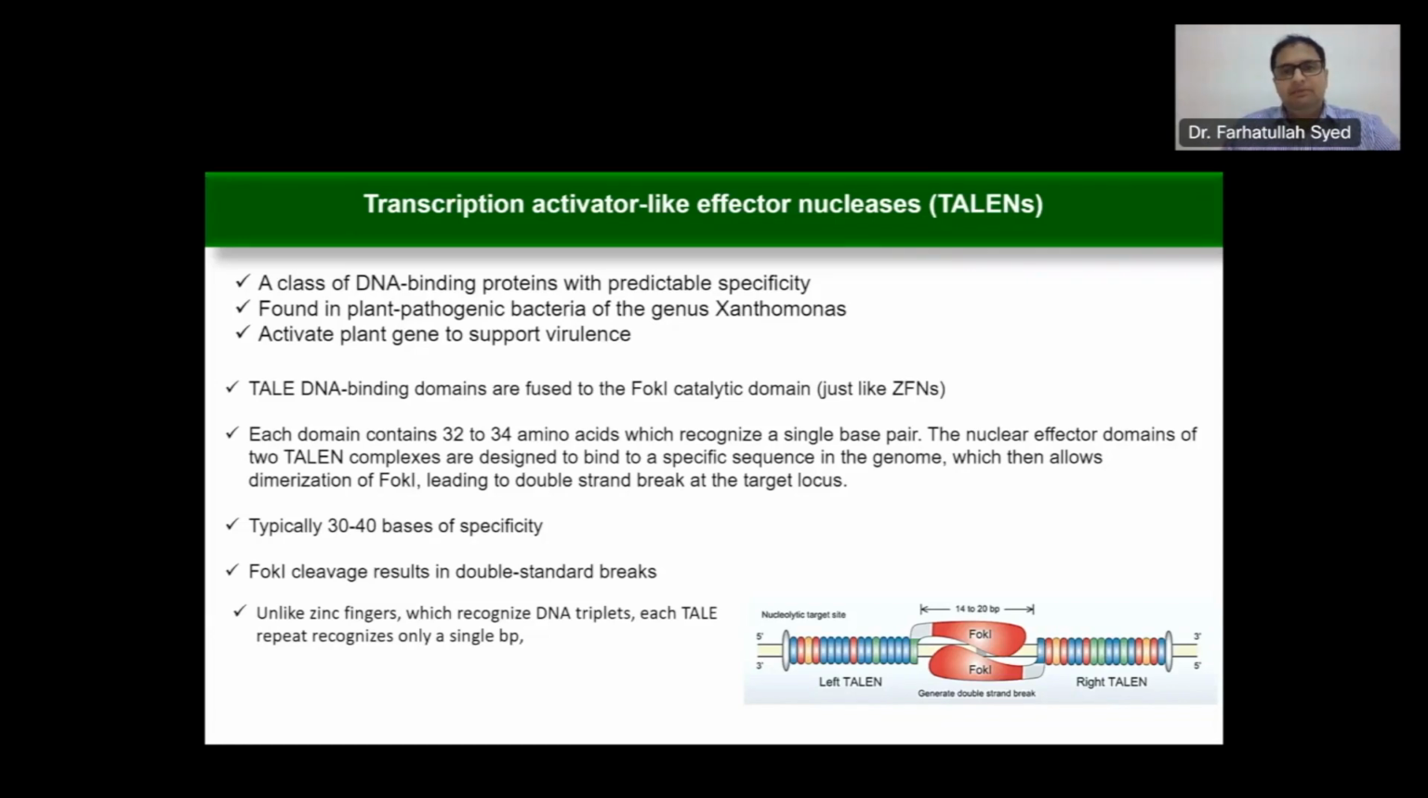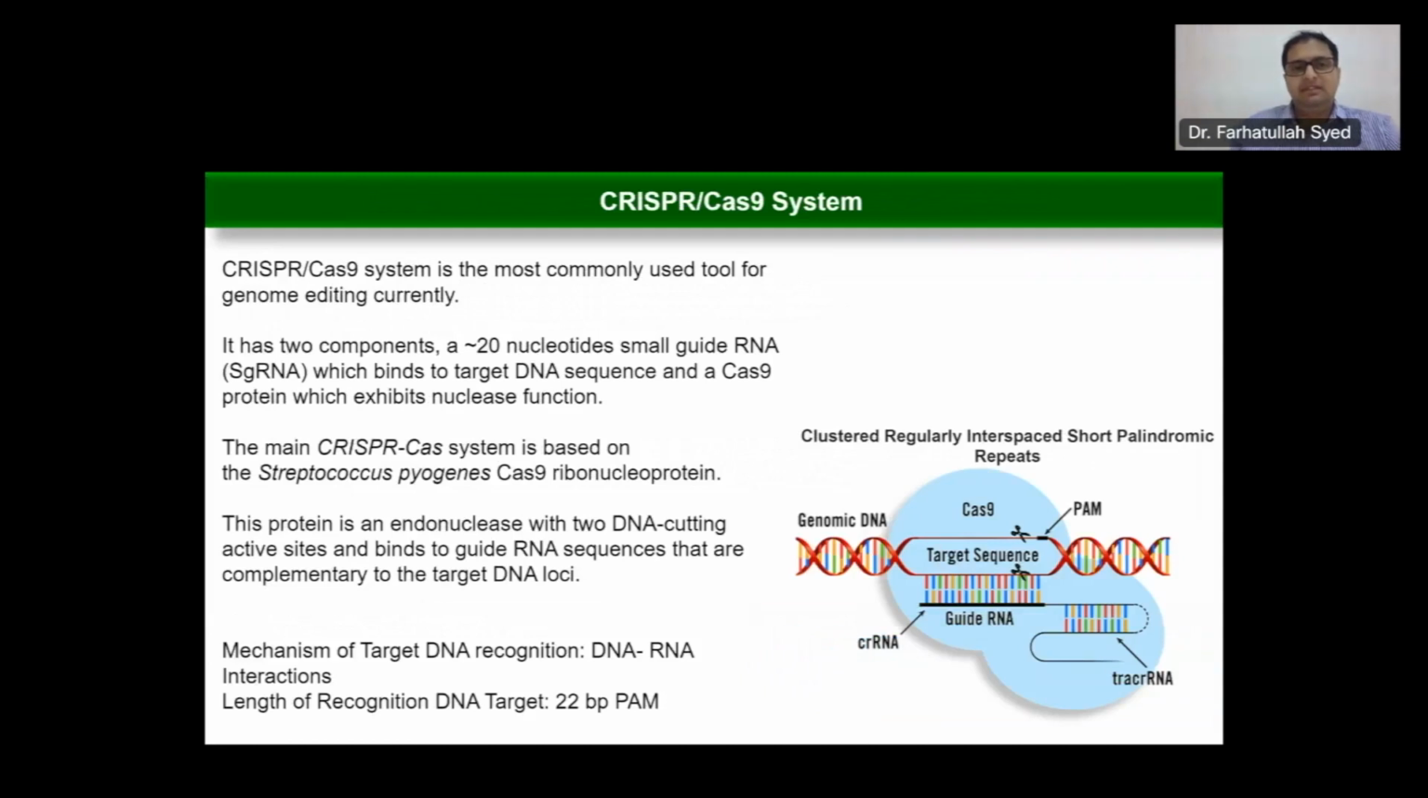The last one, the most popular one, is the CRISPR-Cas system. It has two components: a small guide RNA of approximately 20 nucleotides, which binds to a target DNA sequence, and a Cas protein, which exhibits nuclease function. The main CRISPR-Cas system which we use mostly is Cas9 from Streptococcus pyogenes. It is a ribonucleoprotein.